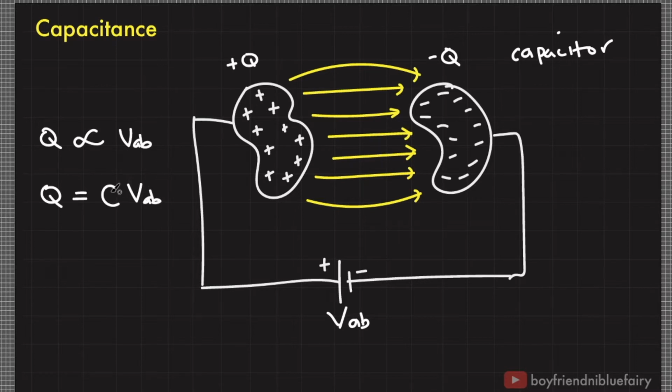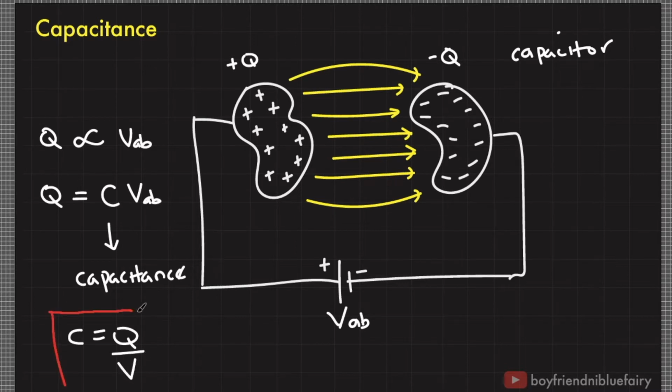Now, in physics, we have a special name for this C, and it's called capacitance. If I rewrite this equation, we have C equals Q over V. So this is the definition for capacitance.